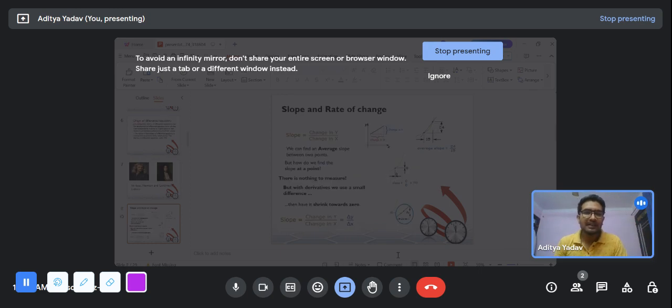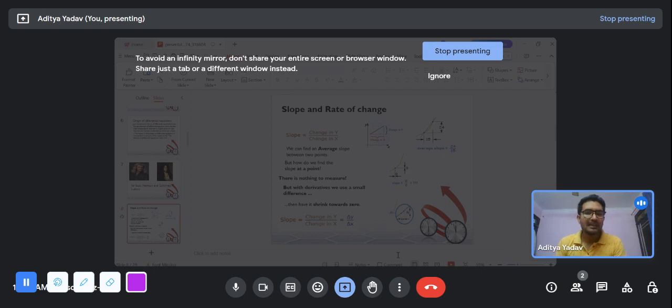Now we will get the idea of what is slope and what is rate of change. Slope is nothing but the change in y with respect to x, meaning what change we note in y when we change x. This is what we call slope.